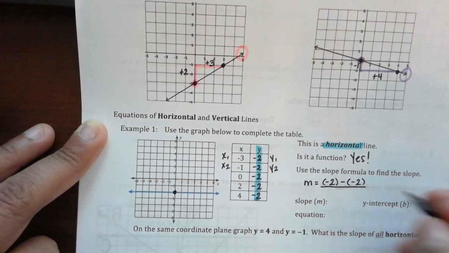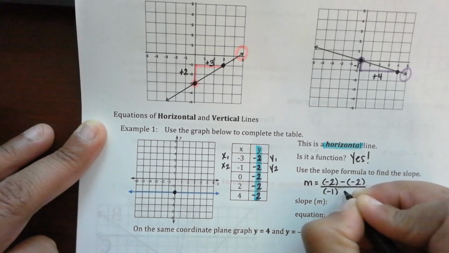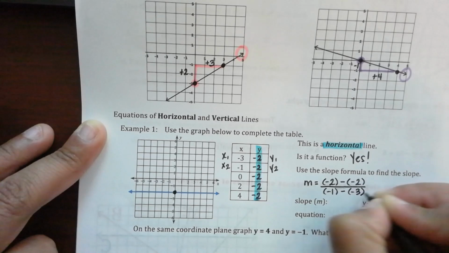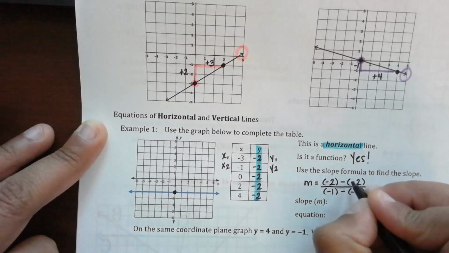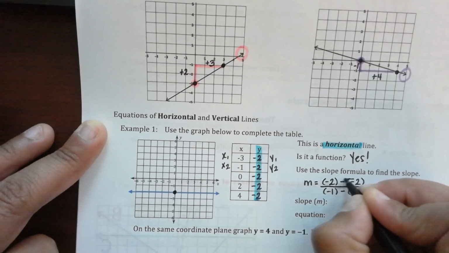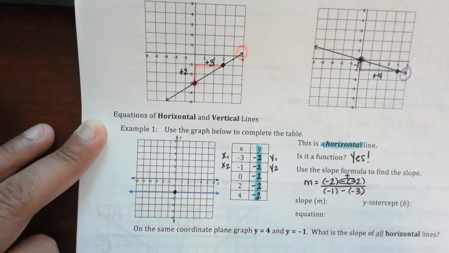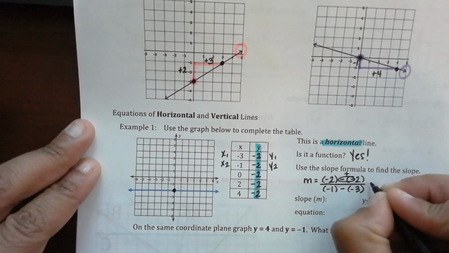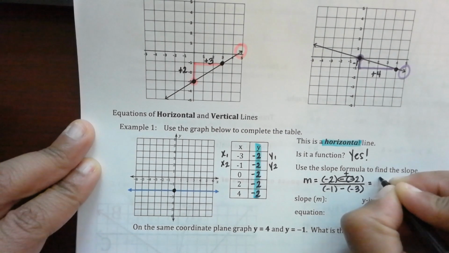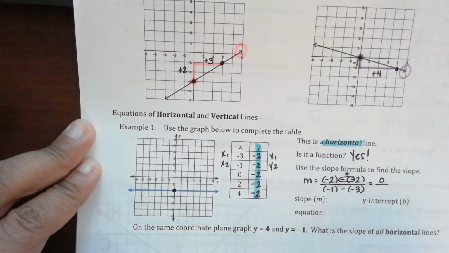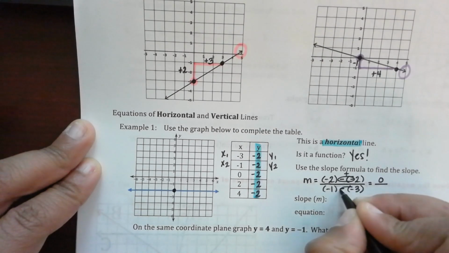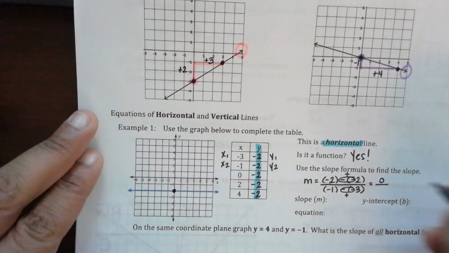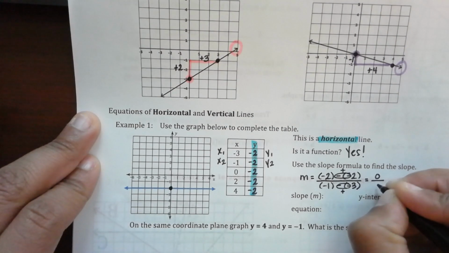From there, what goes at the bottom? -1 minus what? -3. Thank you. Do I see a double negative? So what does this become? -2 plus 2. -2 plus 2 equals what? Great. Over. Do I see a double negative? So that becomes 3 minus 1.